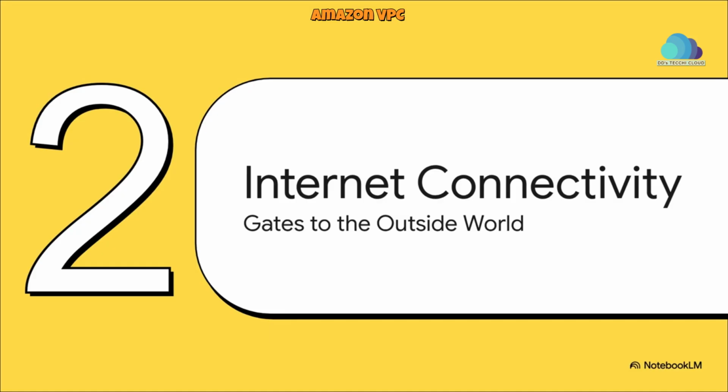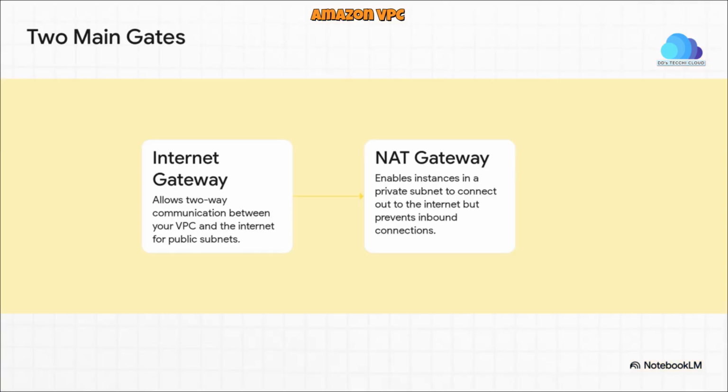To let any kind of traffic in or out, we need to install some gates. We've got two main types of gates you're going to use all the time. First is the Internet Gateway, or IGW. Think of this as your main two-way front gate. It lets traffic flow both in from the internet and out to the internet. This is what makes a public subnet public.